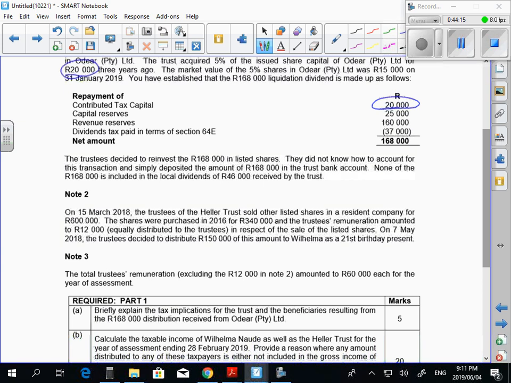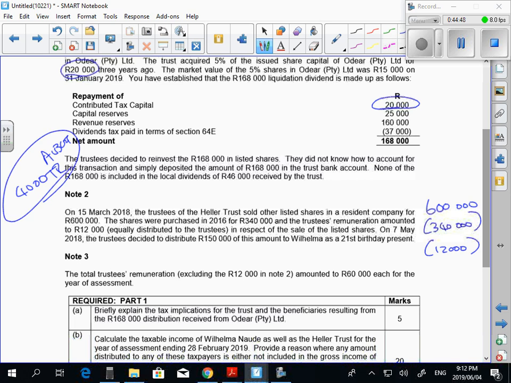Note 2, it says on 15 March, the trustees of the Heller Trust sold listed shares in a resident company for 600. So I sold it for 600. Shares were purchased in 2016 for 340. So their base cost is 340. Okay. And the trustees' remuneration amounted to 12,000. Happy? So I need to sit there and say 4,000 is going to go to Albert for trustees' remuneration on the sale of the shares, because he's one of 3 trustees. And if there's 12,000 trustees' remuneration, each one gets 4. Okay?